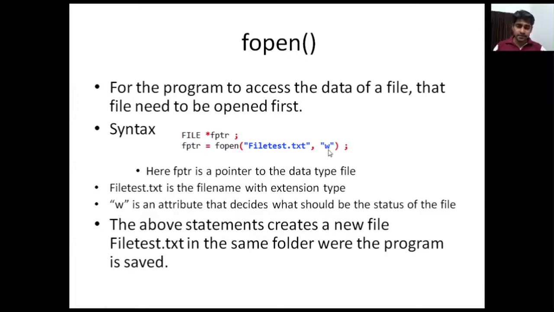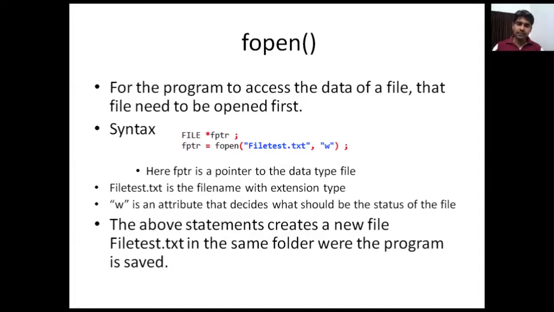And this is the attribute which we will discuss in detail. Okay, this is the common format. So you should have the file name, comma, the attribute or the mode. Okay, so W is an attribute that decides what should be the status of the file. Okay, we'll come into that detail. Now, when I type in these two details, what happens? The above statement creates a new file, file test.txt, in the same folder where the program is saved, and we have already discussed that.